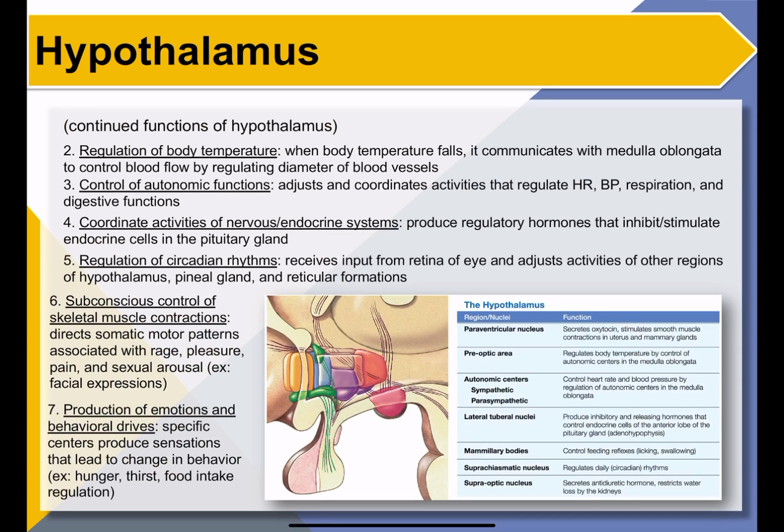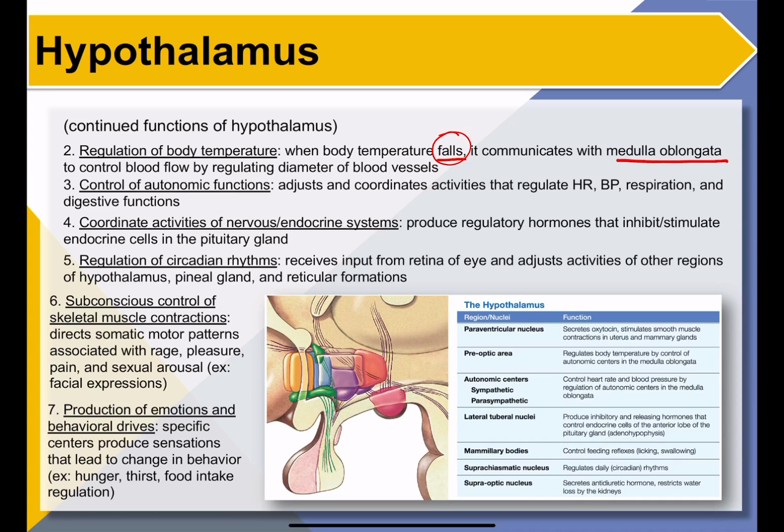Okay. Now, remember from chapter 1 when we talked about homeostasis of body temperature, and then we talked about the receptor, control center, and effector. And we remember that that particular diagram shows a control center we mentioned was the hypothalamus. So that's its second main function, which is to regulate body temperature. And when body temperature falls, it will communicate with the medulla oblongata to control blood flow by regulating the diameter of blood vessels. And if it gets colder, it will undergo vasoconstriction. If it gets hotter, it will undergo vasodilation. Okay? Something we'll come back to talk about in the next semester.